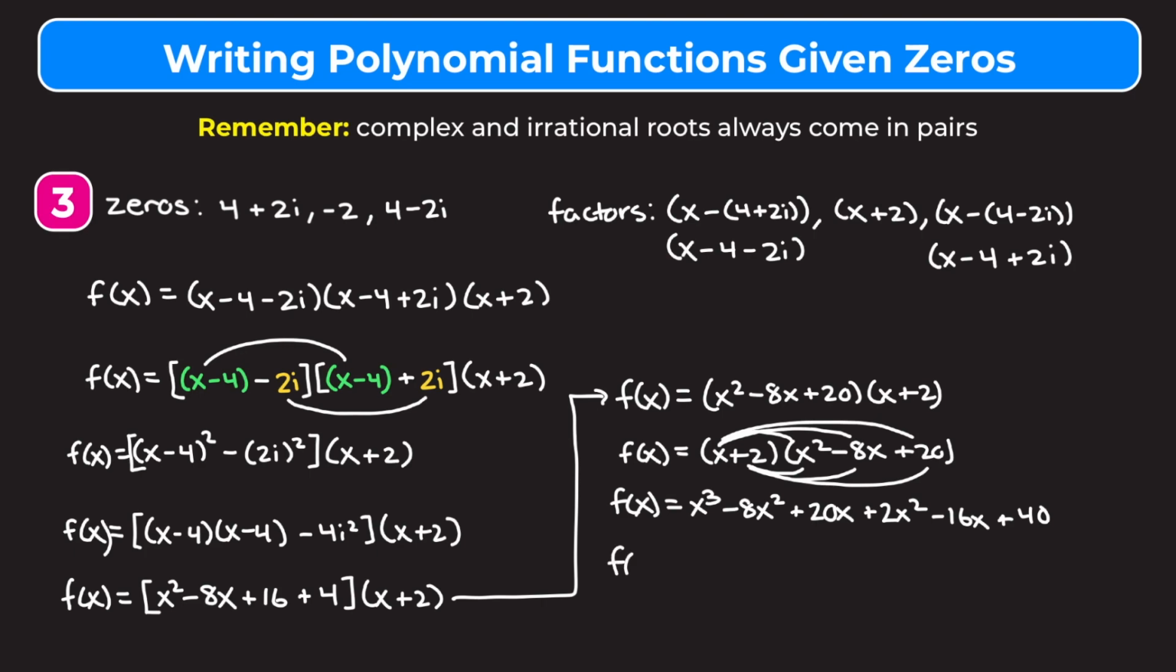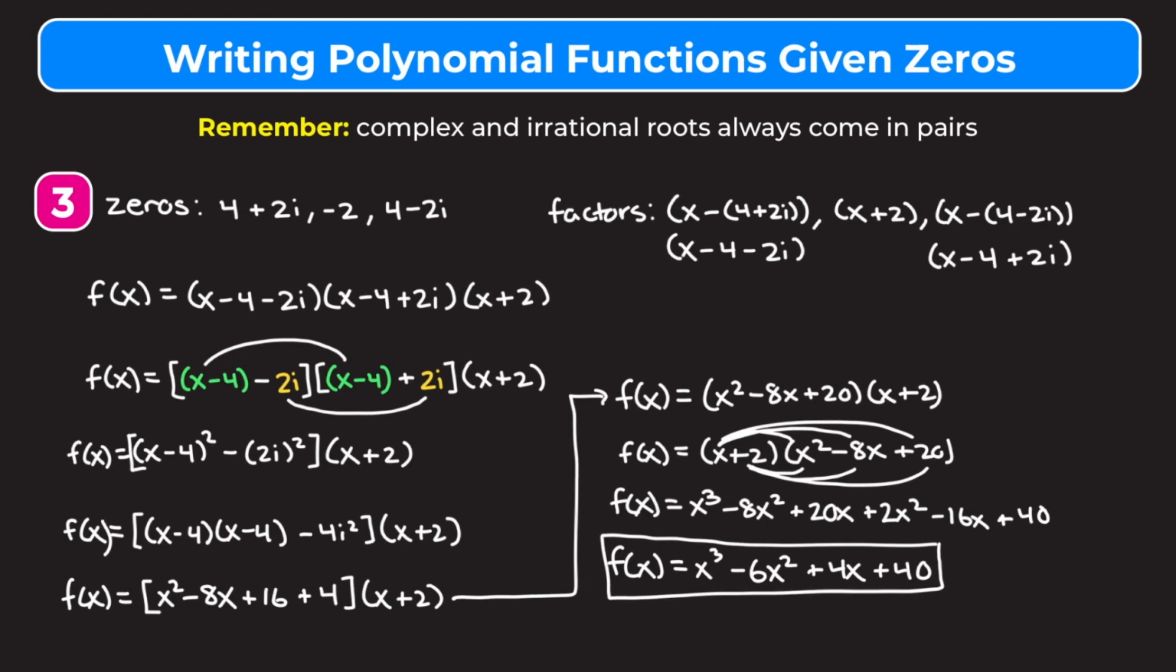And finally, let's just combine like terms. We only have one x cubed term. We have negative 8x squared and positive 2x squared. That's going to give us a negative 6x squared. Positive 20x minus 16x is positive 4x. And we have plus 40. So we get our polynomial as f of x equals x cubed minus 6x squared plus 4x plus 40.